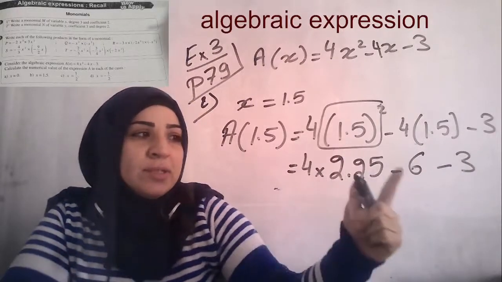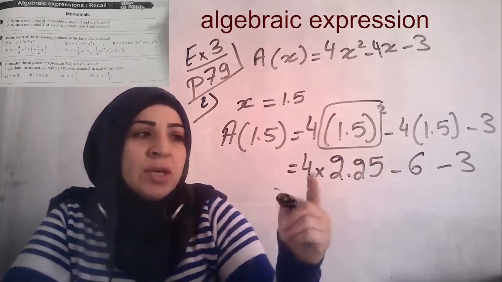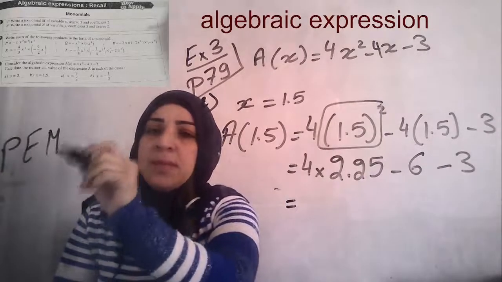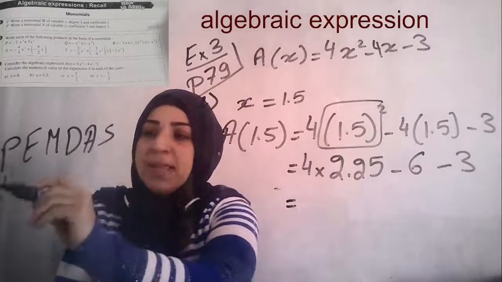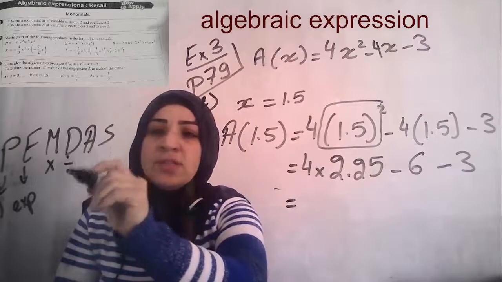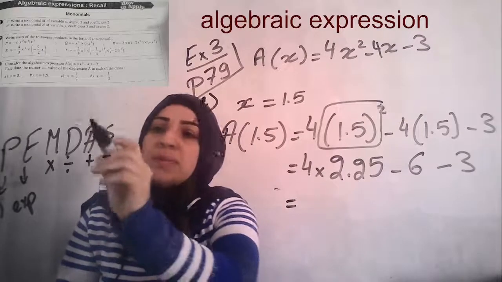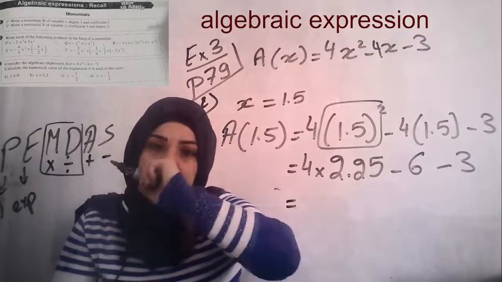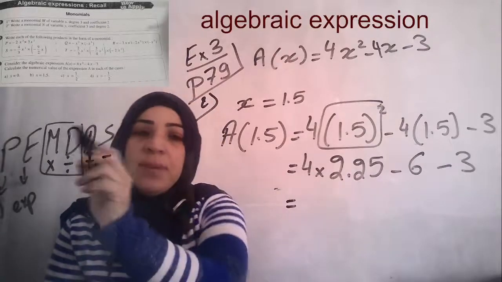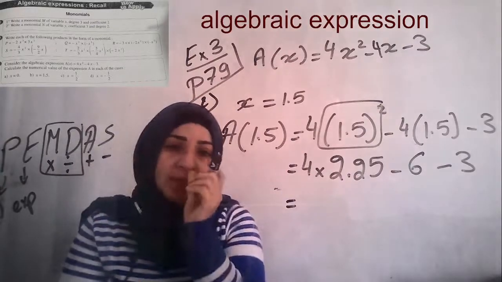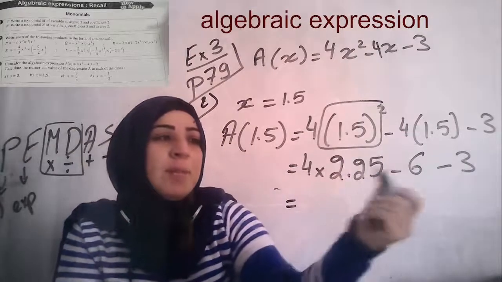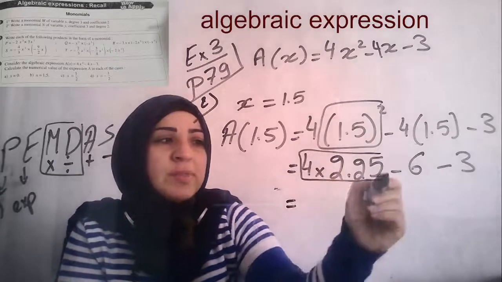Here we have multiplication and subtraction, so priority goes to multiplication. Let's remind you, it's about PEMDAS. The priority goes for parentheses, then exponent, multiplication, division, addition, and subtraction. And we know that multiplication and division have the same priority, so I have to start from left to right when we have multiplication and division, and similarly with respect to addition and subtraction.